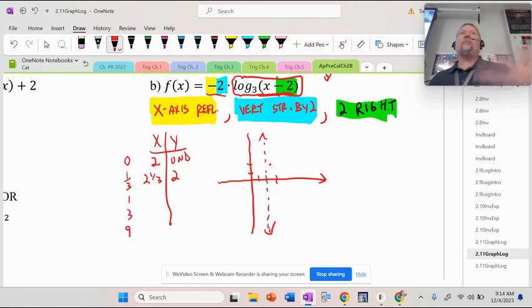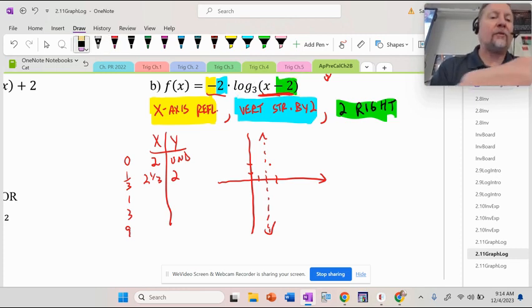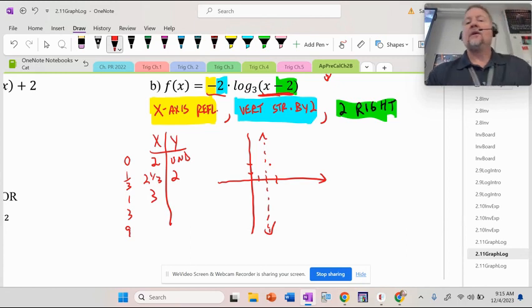So how do I get 1? What do I plug in for x to get 1 on the inside? 3, 2, 1, go. 3. What's 3 minus 2? 1. 3 to what power equals 1? 0 times -2 is what?